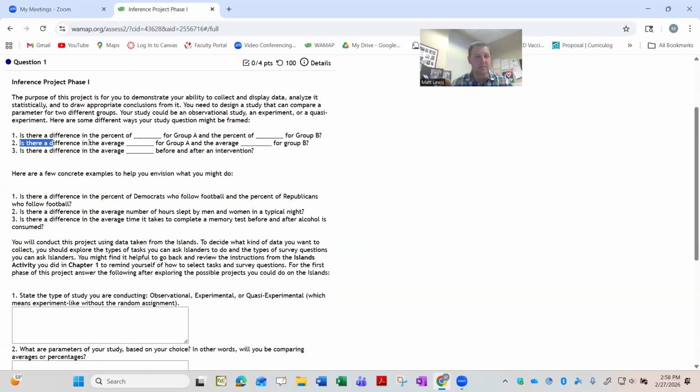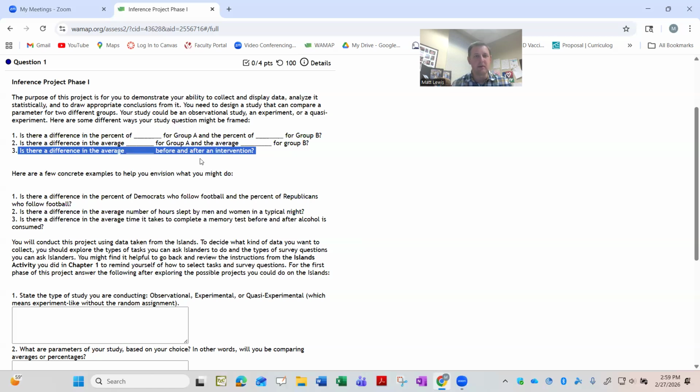All right. Another option is to compare two averages. Is there a difference in the average of something for group A and the average of something for group B? So this would be comparing two independent means, which is the lesson that you should be finishing up today. Here's a concrete example of that. Is there a difference in the average number of hours slept by men and women in a typical night? So that would be an example of number two.